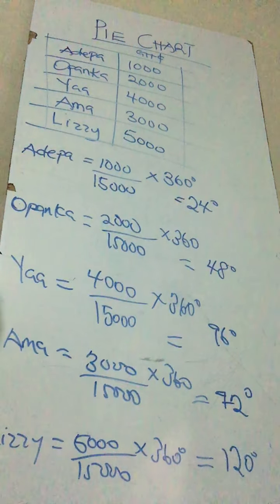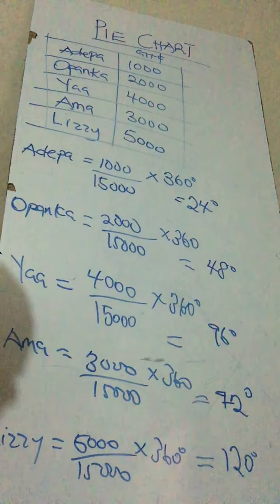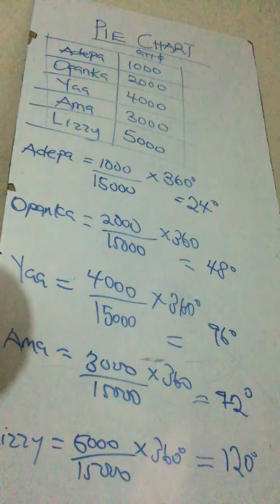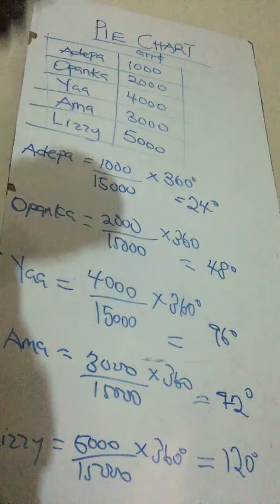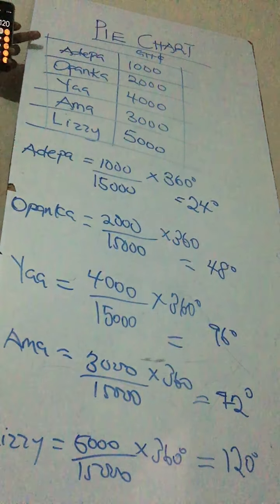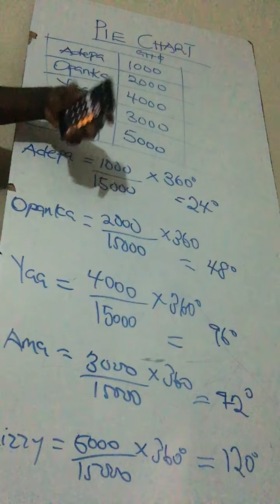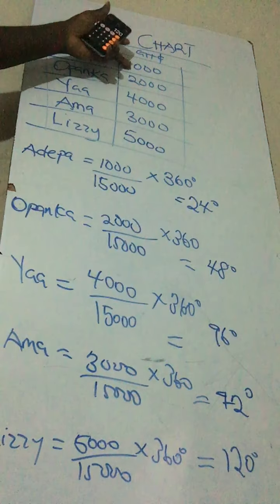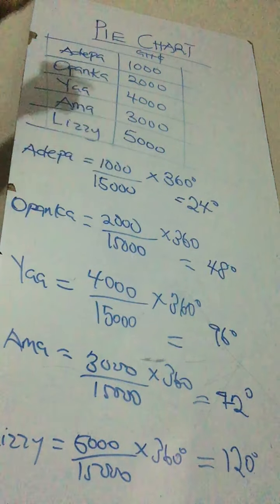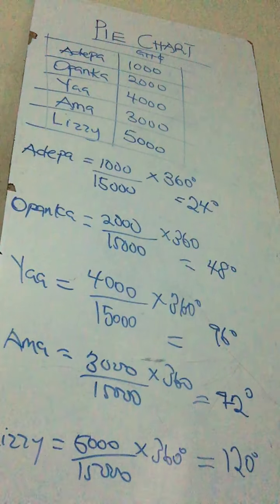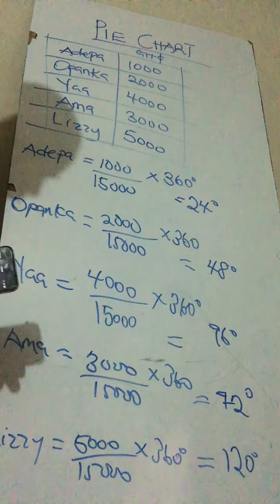So at the end of the day, when you add all these degrees, 24, 48, 96, 72, 120, you should get 360 degrees. Are we okay? Good. So with this question, when you are given the money, you can convert to degrees by taking each one, dividing by the total, and multiplying by 360 degrees. Are we okay? As simple as that.